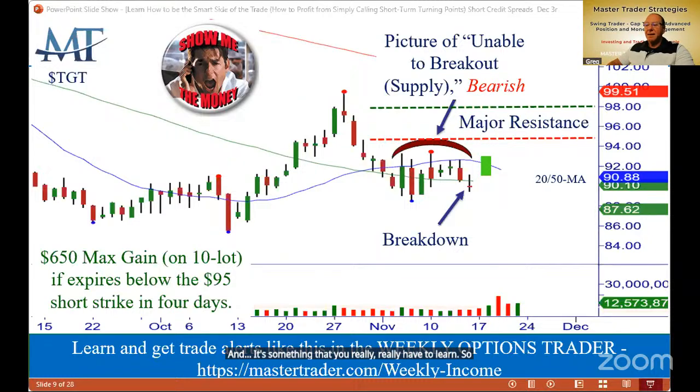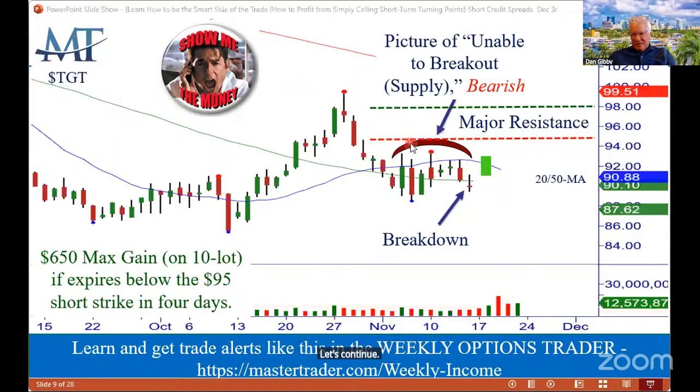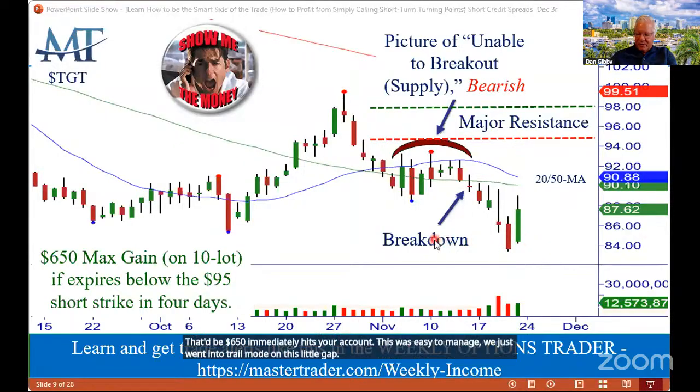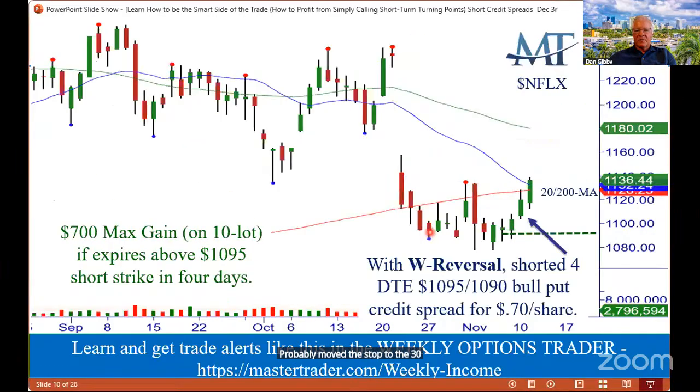So with that being said, you've got a greater grasp of what we're dealing with for this particular instrument for trading. As we look at these examples, I think as you internalize what I just said, you're going to get a lot more out of it. Let's continue. In this example, we did a $3 wide and took in 65 cents a share. On a 10 lot, that's $650 that immediately hits your account. This was easy to manage. We just went into trail mode on this little gap, probably moved the stop to the 30-minute high, on to the next trade. And that was Target a couple weeks ago.